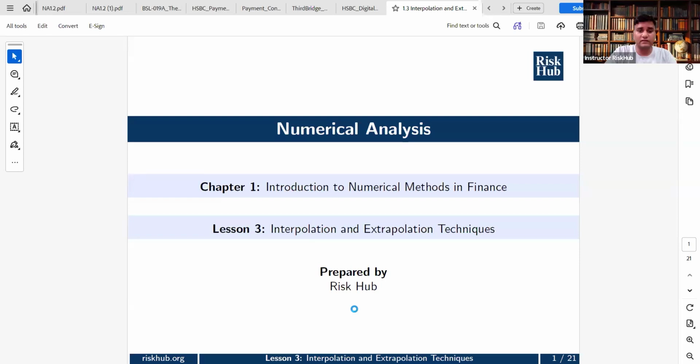Okay, so let's go slide by slide. Try to keep it simple but strong, connecting each concept to pricing, risk management, portfolio management, and quant finance use cases. The lecture is about interpolation and extrapolation techniques in numerical finance.